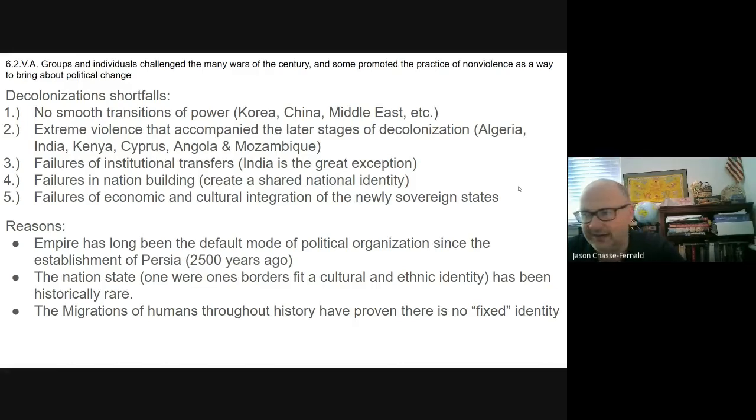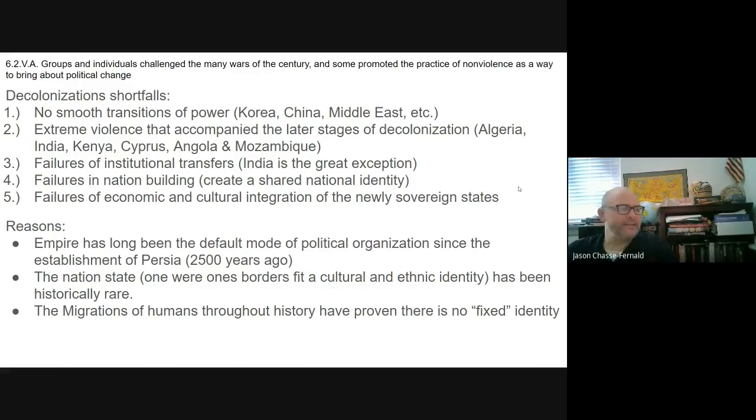Kenya, probably most famously is the Mau Mau uprising in the 1950s. All right. Cyprus, you're going to see a lot of Greek and Turkish violence following the British leaving. And of course, Angola and Mozambique, the Portuguese colonies, are very, very bloody, definitely part of the Cold War as well, as part of that story.